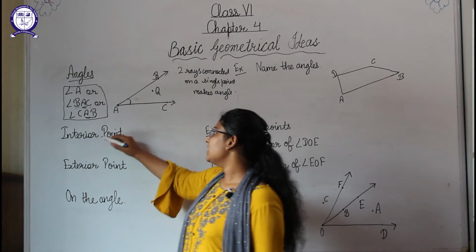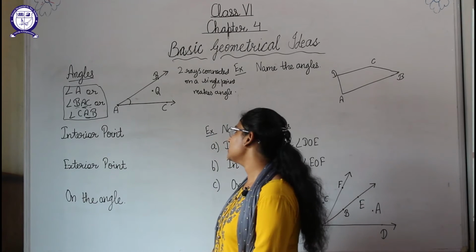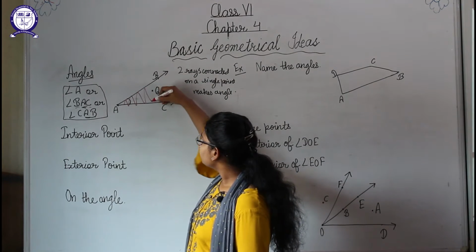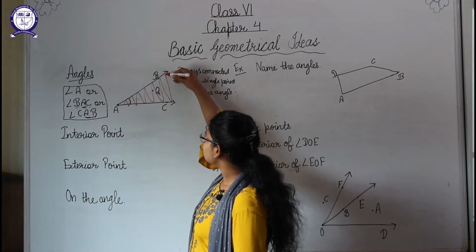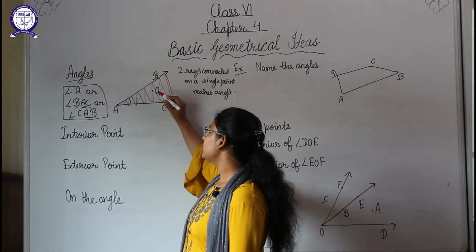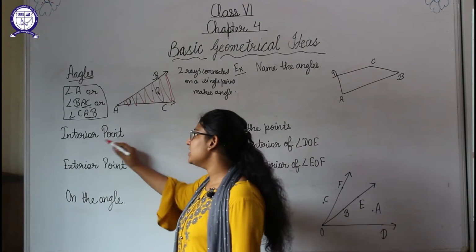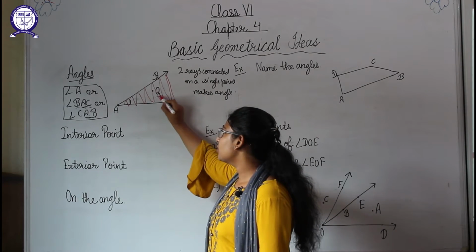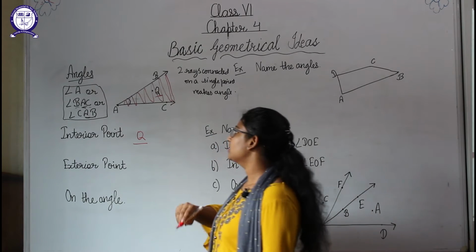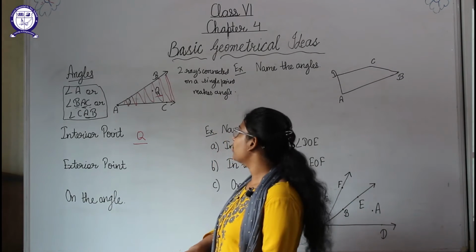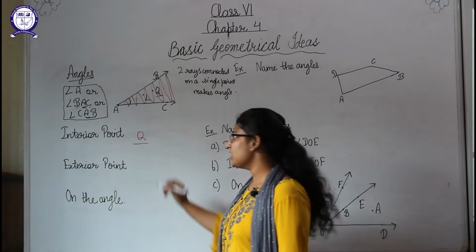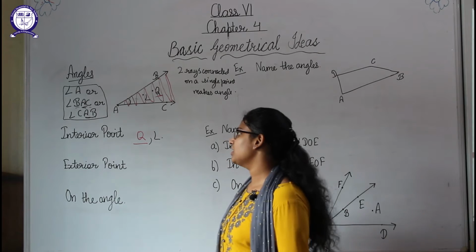Okay. Now interior point. What is the interior point, students? Here this is the angle. So this area is in the interior of the angle. Whatever point is in this area will be the interior point. So this Q is the interior point. Suppose here is another point, suppose this L is here. It means L is also an interior point.